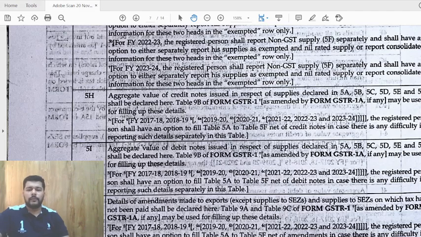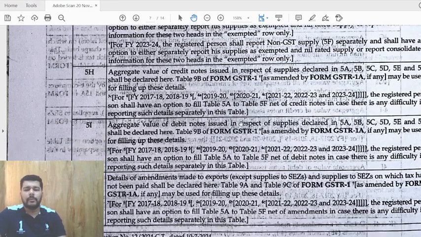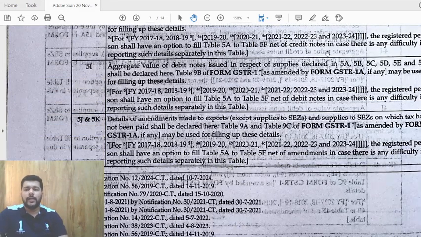Now here what they are saying is that the taxpayer shall have an option to fill the table number 5A to 5F net of credit notes if there is any difficulty in reporting such data in the table. This is what they are saying, that even this has been extended to financial year 23-24. This netting out का जो aspect है, क्रेडिट नोट डेबिट नोट्स के साथ, ये आपको फिर भी permit किया है टेबल नंबर 5 के लिए.